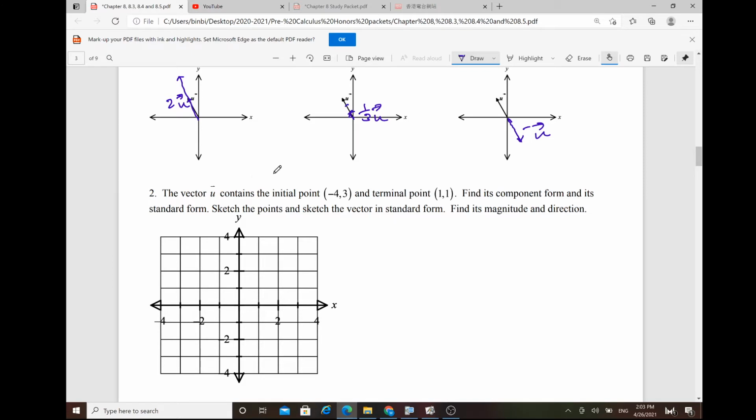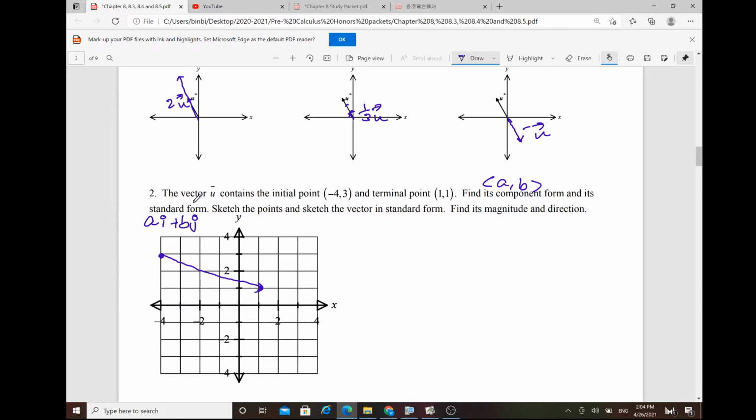The vector u has the initial point -4, 3, in quadrant 2, the tail. And then the terminal point 1, 1, right up here. Once you connect from the tail to the head, it's going down this way. Then find its component form and its standard form. Component form means just like AB, and standard form is ai plus bj. Make sure you know the difference.